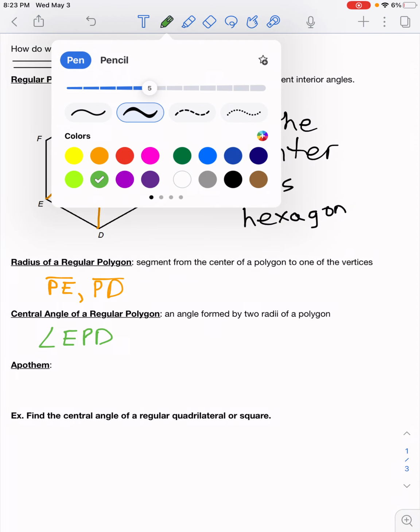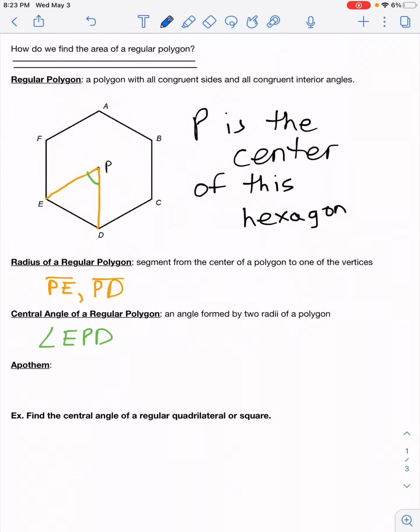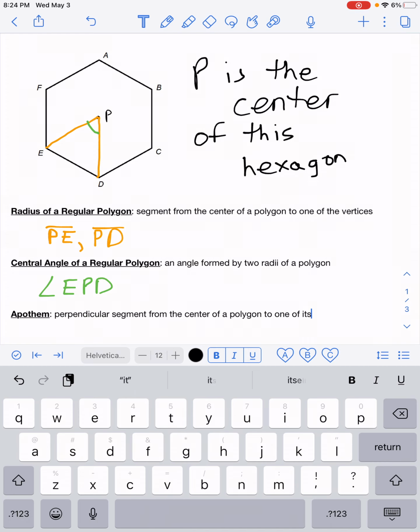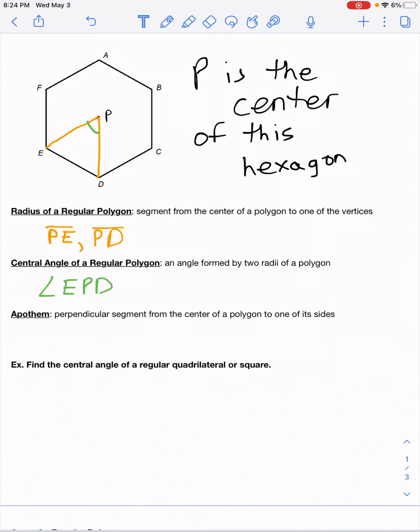The last measurement we have to talk about is the apothem. The apothem is a perpendicular segment from the center of a polygon to one of its sides. Perpendicular means 90-degree angle, as we've talked about several other times in class.